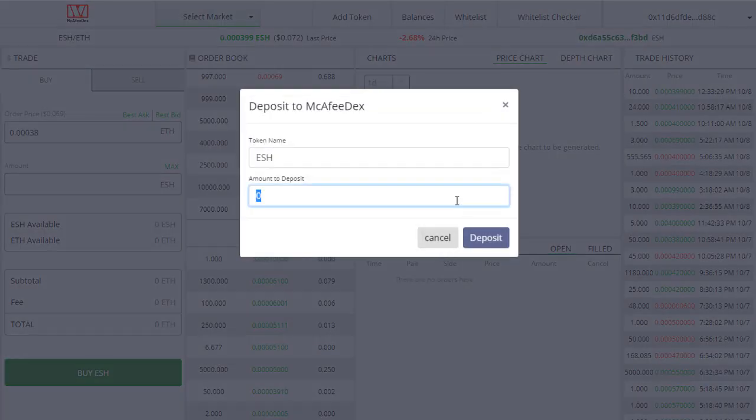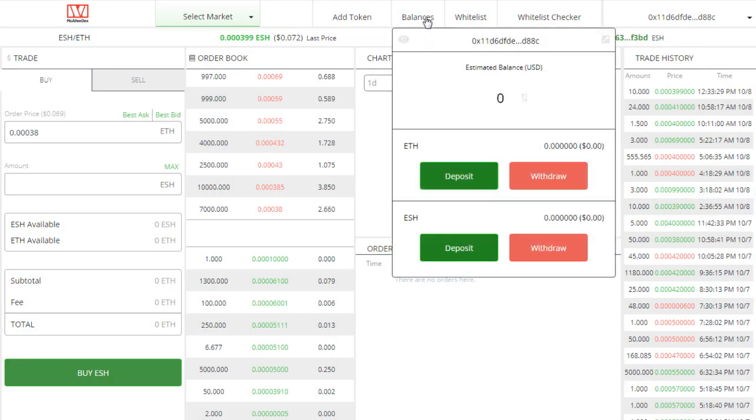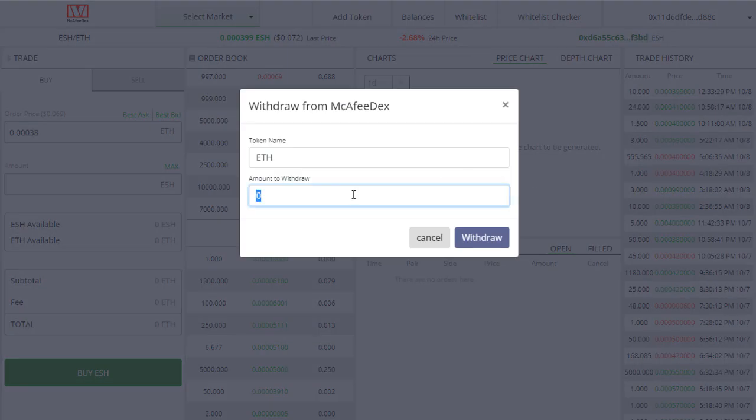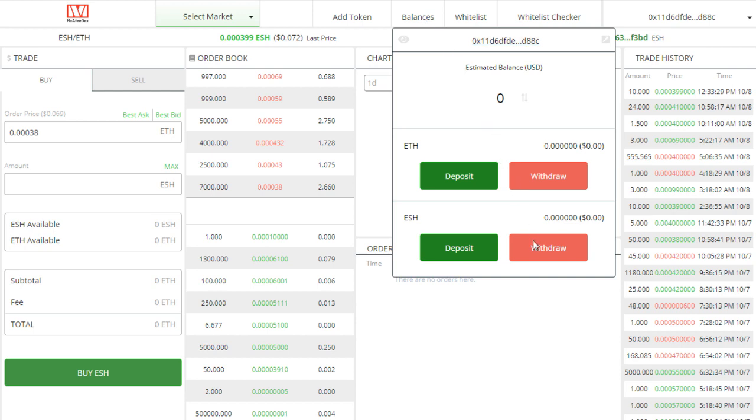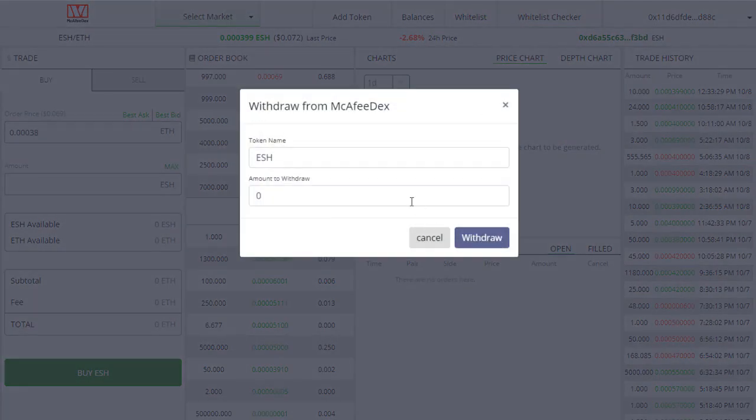By the way, if you want to sell your tokens, you have to do the same thing. You have to deposit the tokens to the McAfee DEX, which is the trading wallet. Again, these funds are still there on your wallet. They never leave your wallet. This is what makes the McAfee DEX so secure. In similar fashion, if you want to withdraw funds from the McAfee trading account, you can click on balances and then click on withdraw to withdraw your Ethereum or the token that you have just bought on the McAfee DEX.